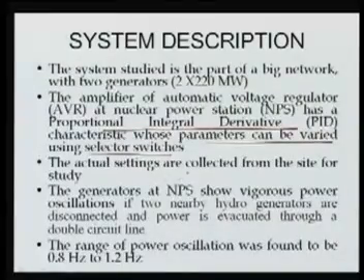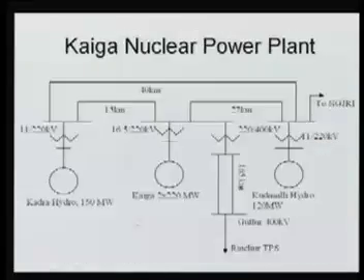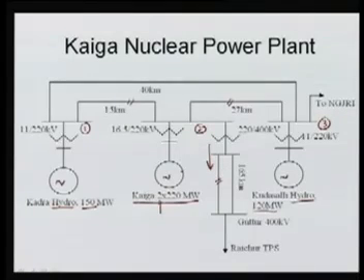The actual settings were collected from the site for the study, and the generators at this nuclear power station show vigorous power oscillations if the two neighboring hydro generators are disconnected and the power is evacuated through the double circuit line, as I said, this as well as this. So the total power is coming through this line.